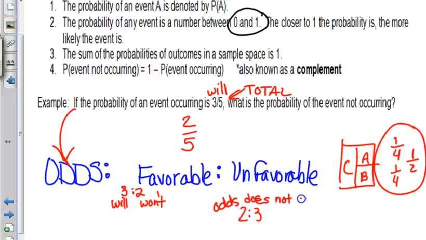I can't read that, but maybe you can. There's a question like that on the quiz. It says, if the probability this event occurs is 7 out of 12, what are the odds that the event does not occur? And you should be able to logic your way through it. I would just write 7 will, 12 total. That means 5 won't. So the odds that it won't occur would be won't to will. Just think of it like winners and losers, okay?